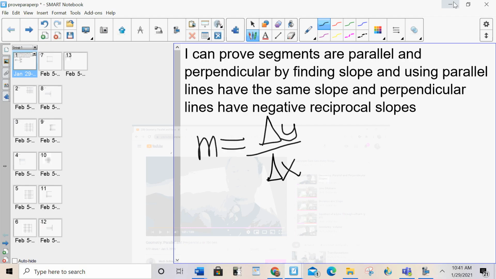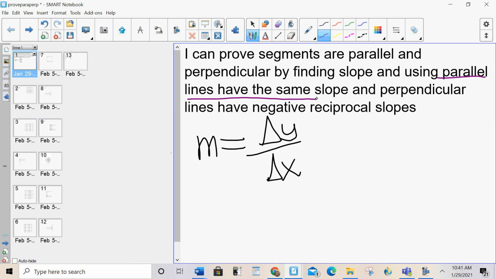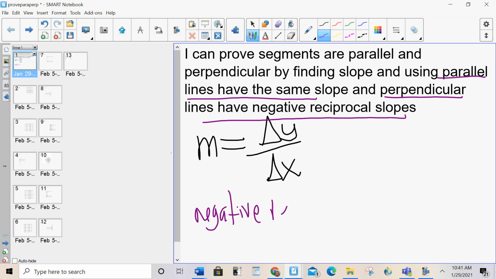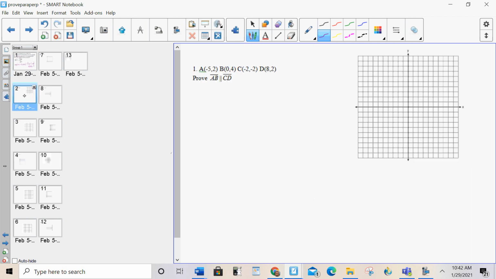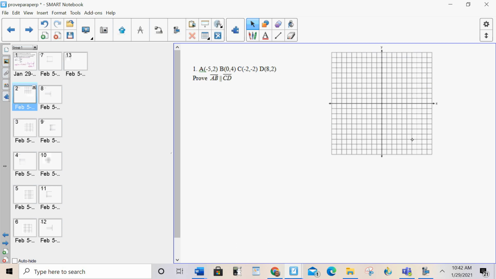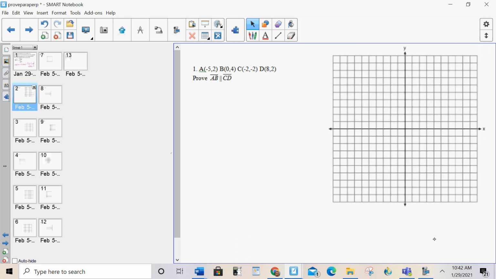All right, so parallel lines have the same slope. Perpendicular lines have negative reciprocal slopes. That's come up in multiple lessons that we've done in the past month. And remember, negative reciprocal means flip it and negate it. You change the sign and you flip the fraction. So we're going to use the same structure we did in yesterday's lesson, but now instead of congruent, we're going to prove parallel and perpendicular.